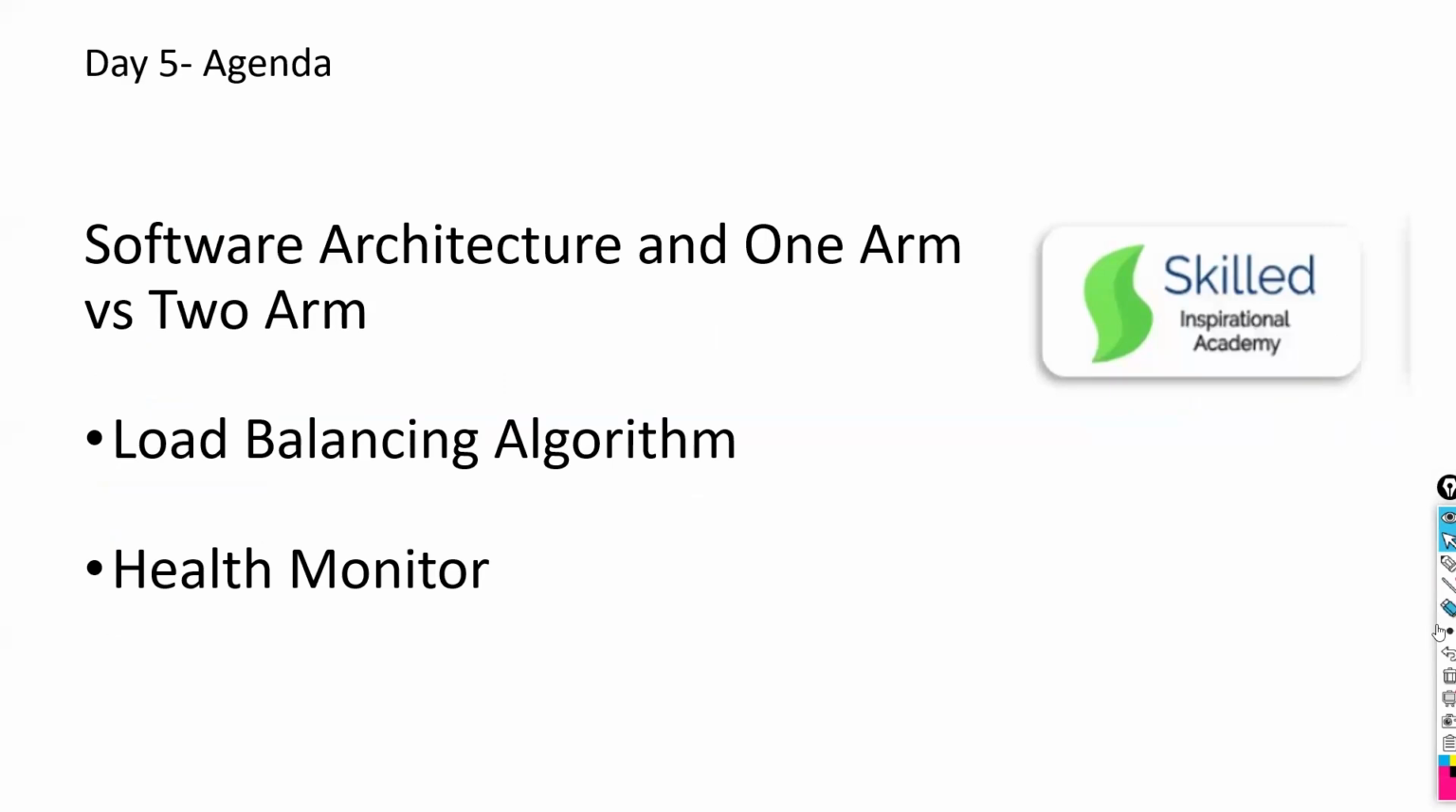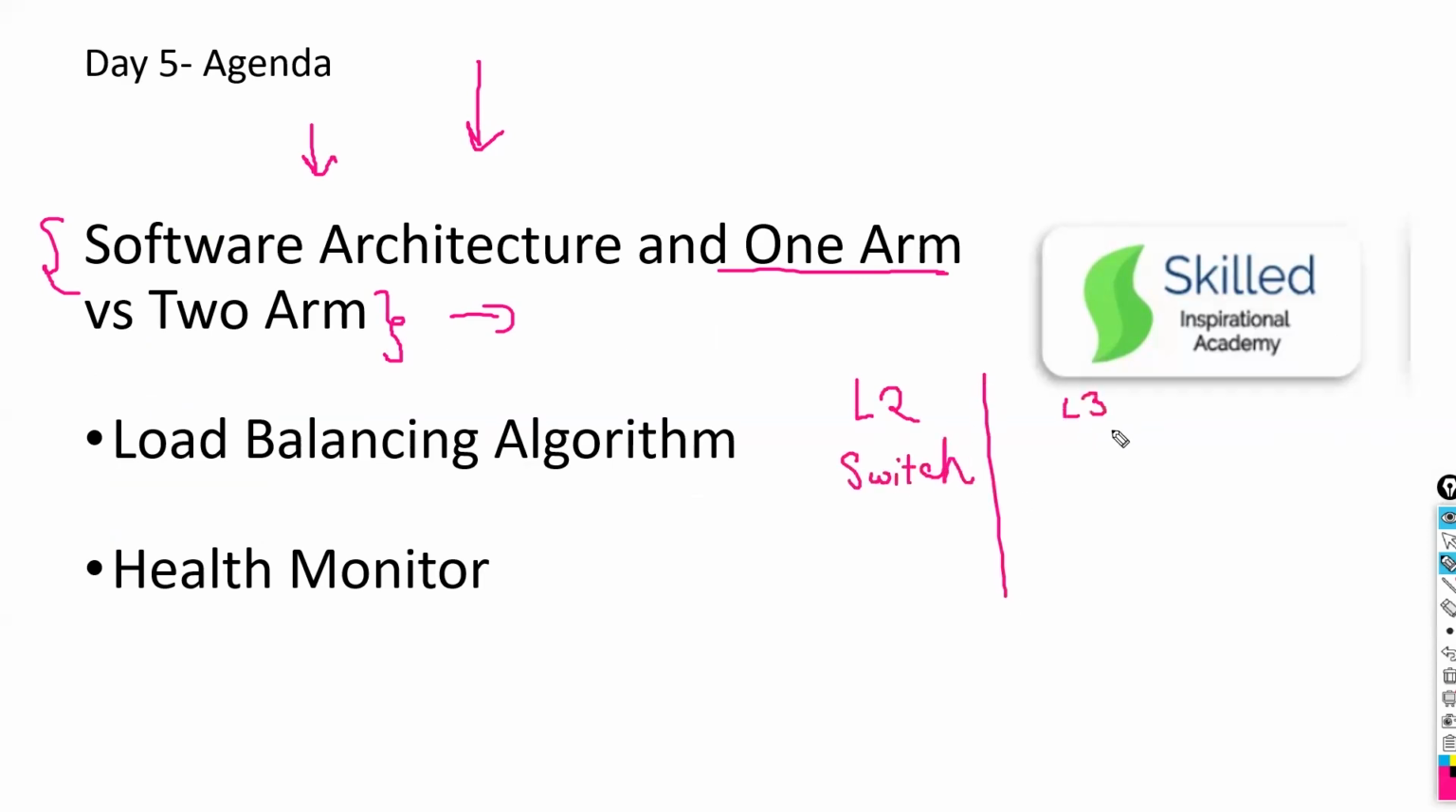So I'm starting now. Guys, today's first topic will be an advanced architecture of F5, with discussion of more network architecture, like when we have a layer 2 switch or a layer 3 switch between your load balancer and server, and how the traffic flows.